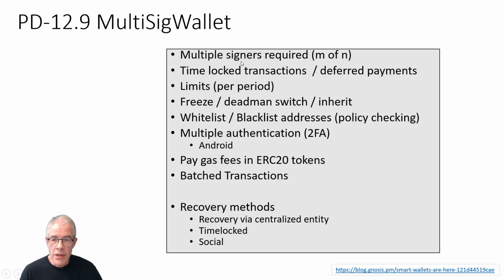What you could do is, for example, require multiple signers for a transaction, or do a time lock on transactions, or have whitelists and blacklists for transactions, and actually lots of other things. So basically just automate the address.